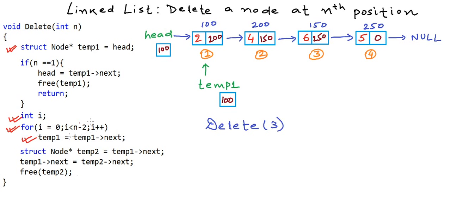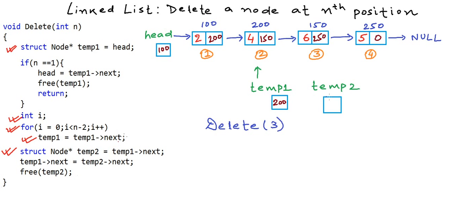So temp1 will now move to address 200. So temp1 is now pointing to the second node. This is what we wanted to do. We wanted temp1 to point to the n minus 1th node. N is 3 here. Now we create another variable, another pointer to node, temp2, and we set this guy as temp1.next. temp1.next is 150, so we set this guy as 150. So this guy points to the nth node or the third node.